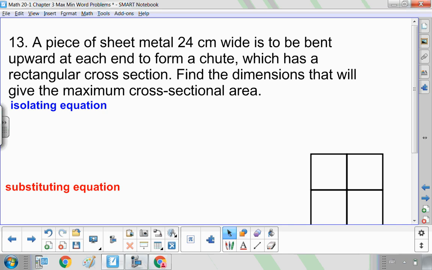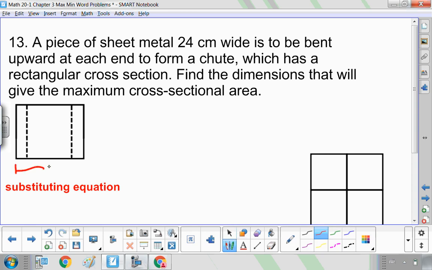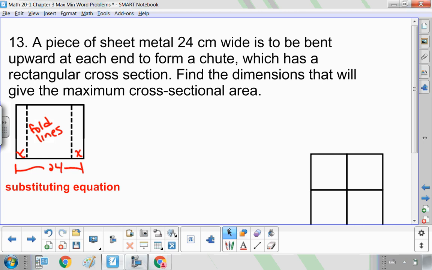So let's draw a picture of what this might look like. I have this sheet of metal, and all the way across measures 24 centimeters. And these dotted lines are going to be the fold lines. I want you to imagine that we're going to fold it up a length of x on either side. When I fold that up on either side, here's the little cross section, it's going to form a little chute like that.